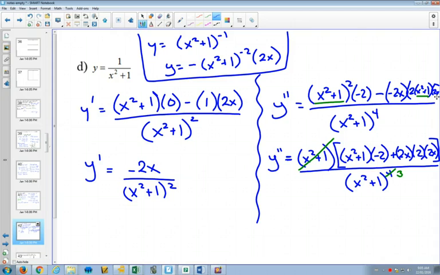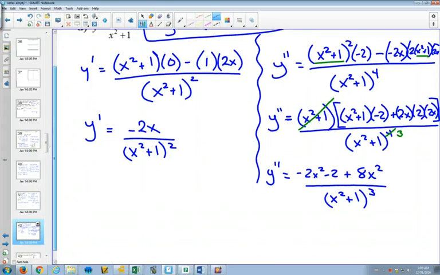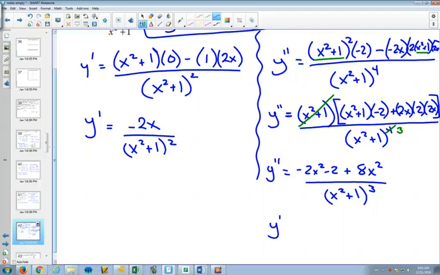So now when I look at the top, I'm going to have -2x squared minus 2 plus 8x squared all over x squared plus 1 cubed. And you probably don't have lots of room on your paper. Sorry about that. And we're left with 6x squared minus 2 over x squared plus 1 cubed.